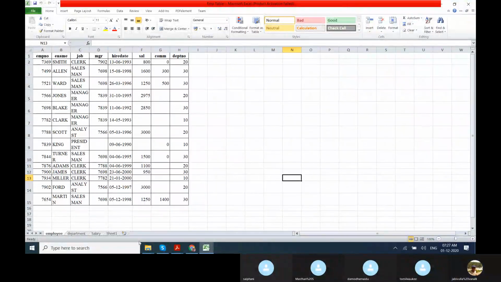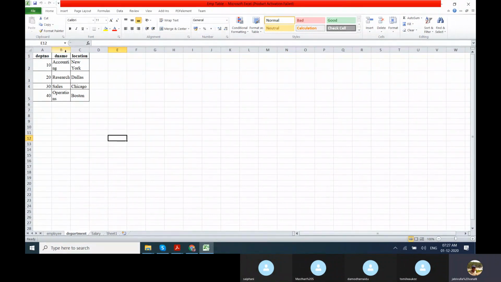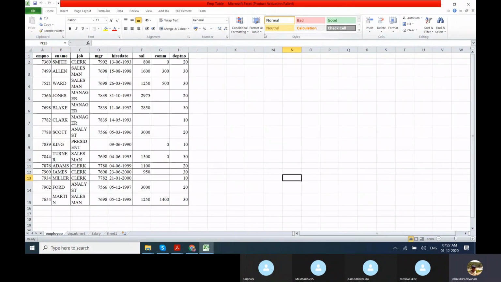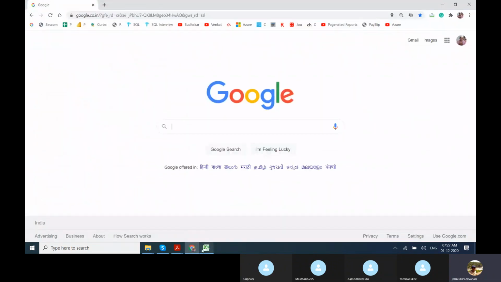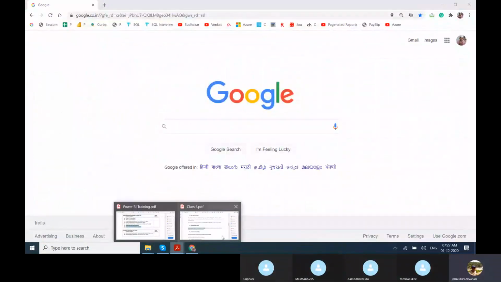If it is not divided, these two columns, department name and location, should also be in the same table. If all the information is in the same table, then it is called denormalization. If it is divided into two tables, then it is called normalization. That is simply it, remember this point.